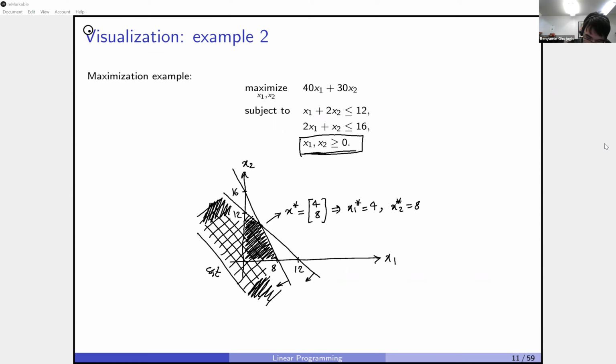And the cost function is 40 x1 plus 30 x2. Therefore, it's increasing in this way, right? This is cost increasing in this way. Therefore, it should be on one of these. So this is a vertex. This is an extreme point, right? This is an extreme point. This is an extreme point. This is also an extreme point. We have 4 extreme points here, considering these two.